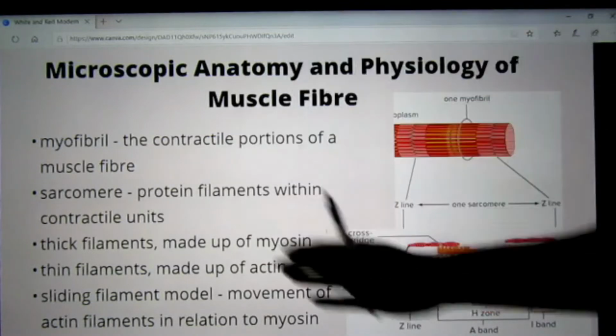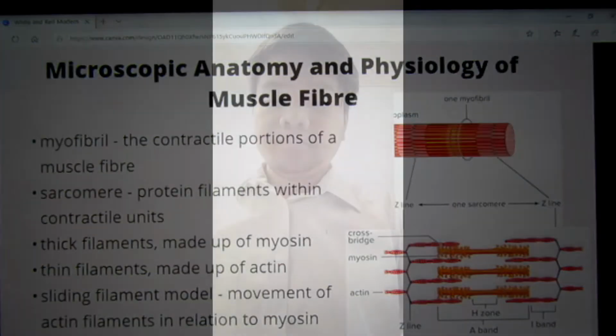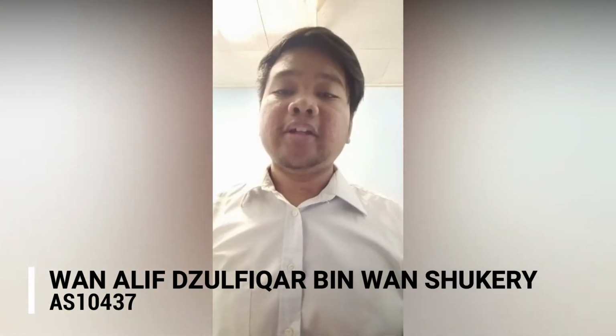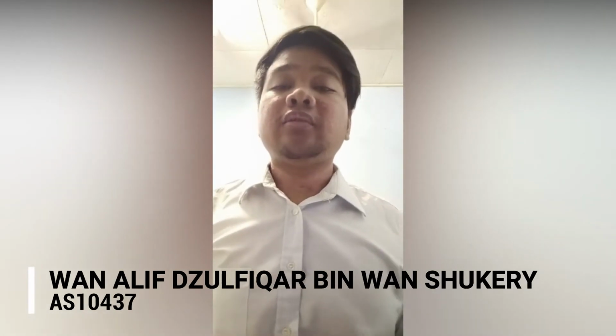So these are all the microscopic anatomy of muscle fiber, and I will pass to Zul to talk about the molecular mechanism of muscle contraction. Assalamualaikum everyone. My name is Wan Ali Zulfika bin Wan Syukri. Today I will present to you about the microscopic anatomy of muscle, the mechanism of muscle contraction, and also the function of calcium ion in muscle contraction. So let's get to it.